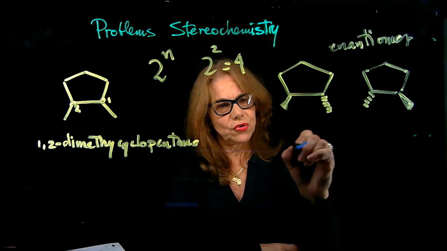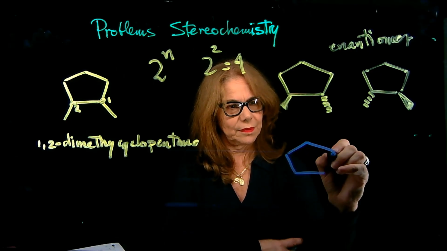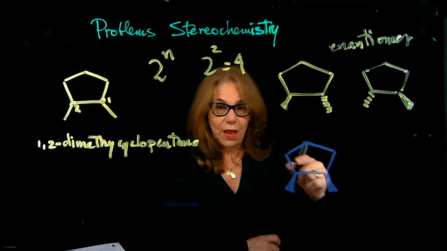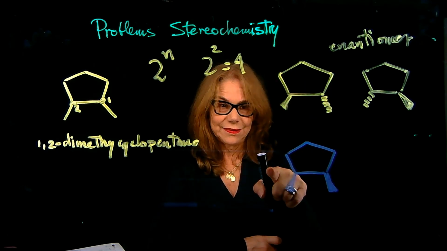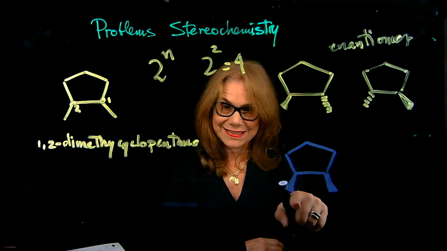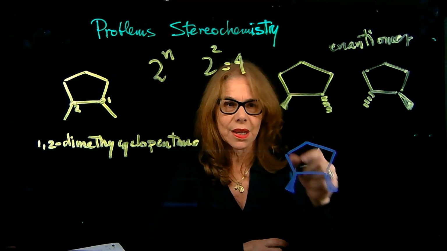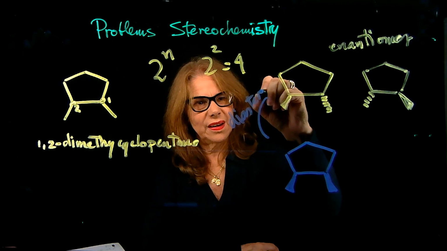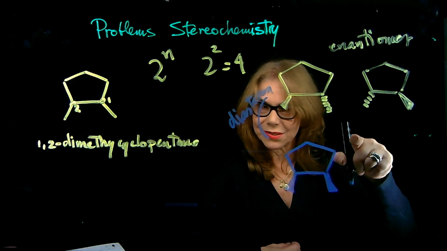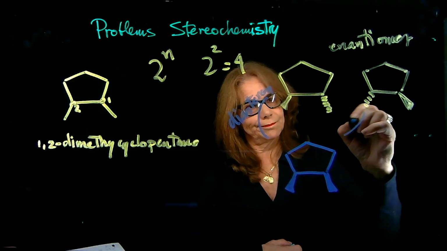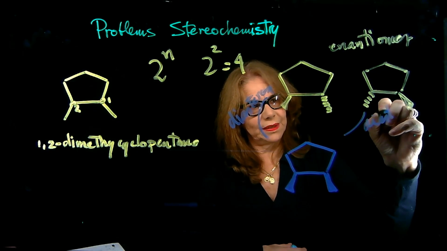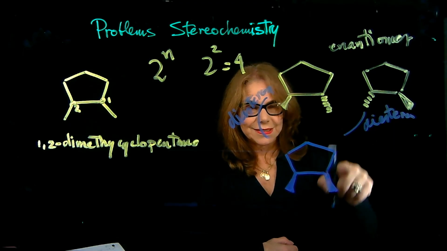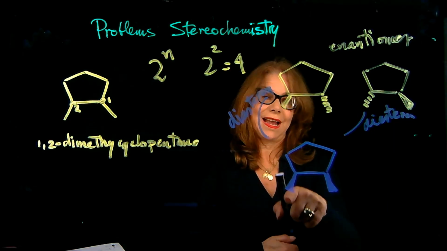Now, let's draw another possible stereoisomer. Here I have wedge and wedge. Now, the relationship between this and that: notice one chiral center is the same configuration, the other is inverted. So these two are diastereomers. And also these two are diastereomers, because again, one chiral center is the same and the other is inverted.